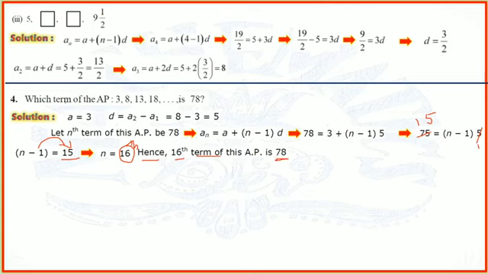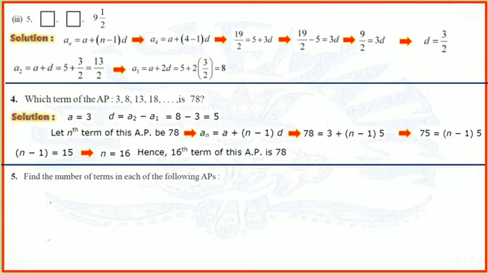What does it mean? It means this is the first term, second term, third term, fourth term, and so on. If we continue this process, somewhere we reach the 16th position, the 16th term, and that term would be 78.